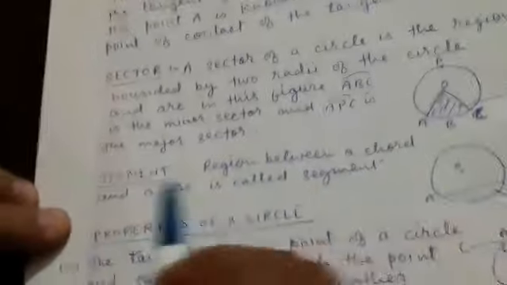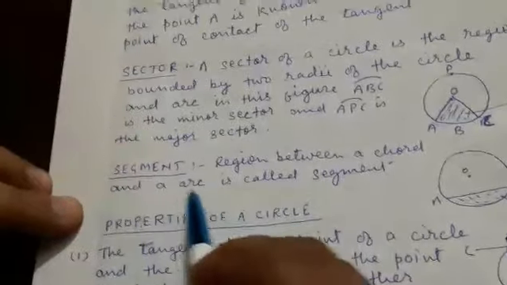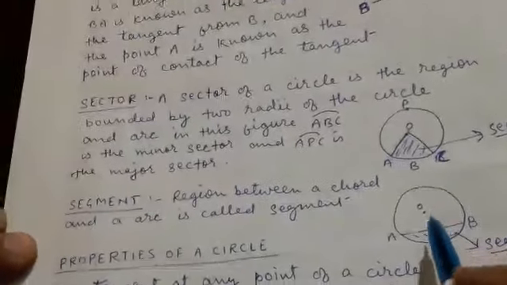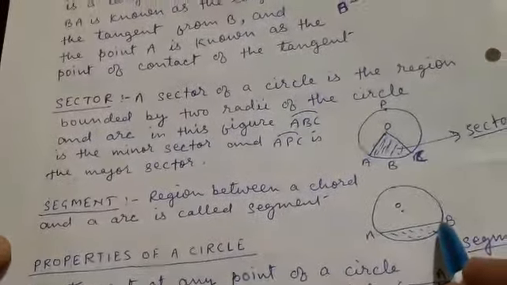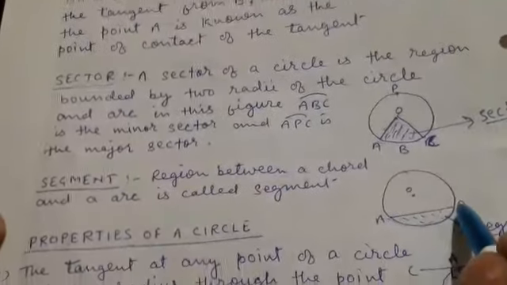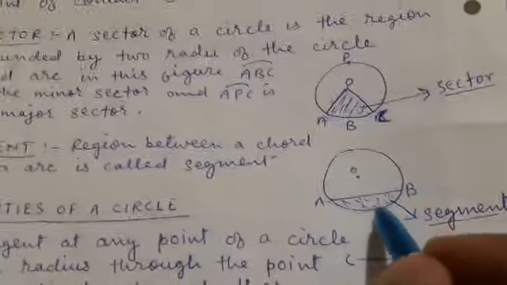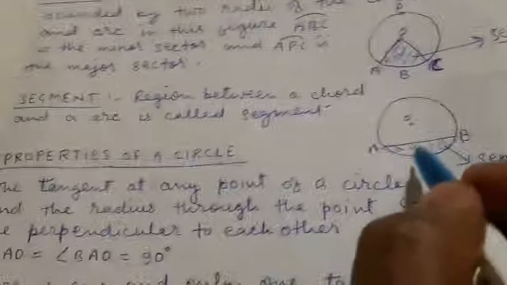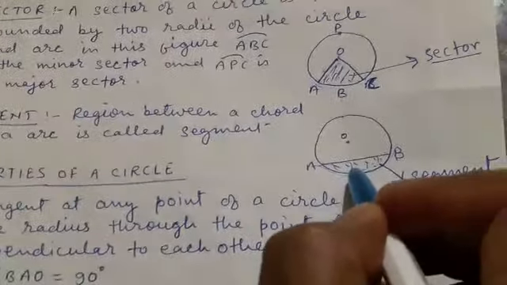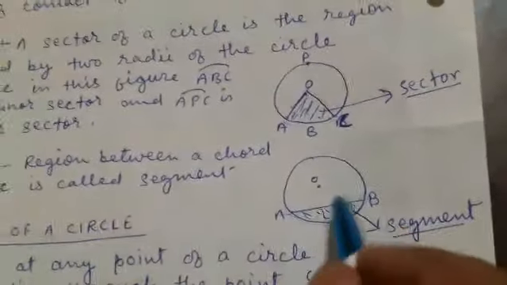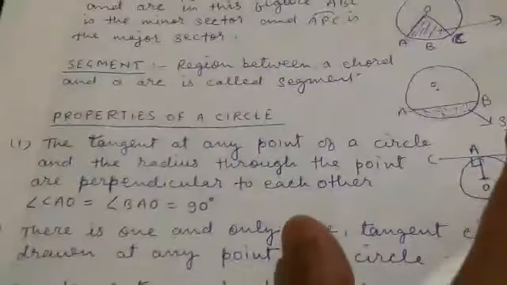Next we will see segment. A region bounded by a chord and an arc is called a segment. See, AB is a chord and this is arc. This region is bounded by one chord and one arc. This is called segment. The smaller part is called minor segment. Bigger part will be known as major segment.